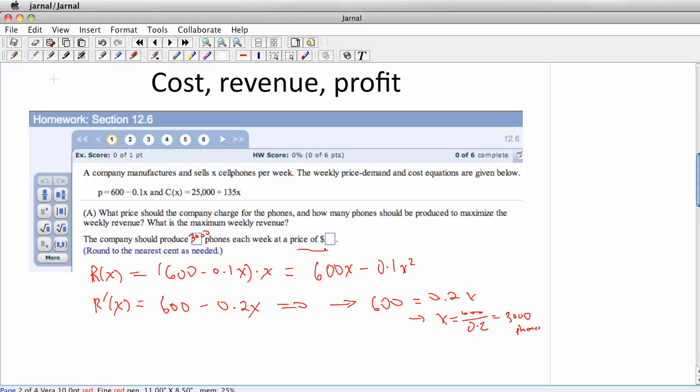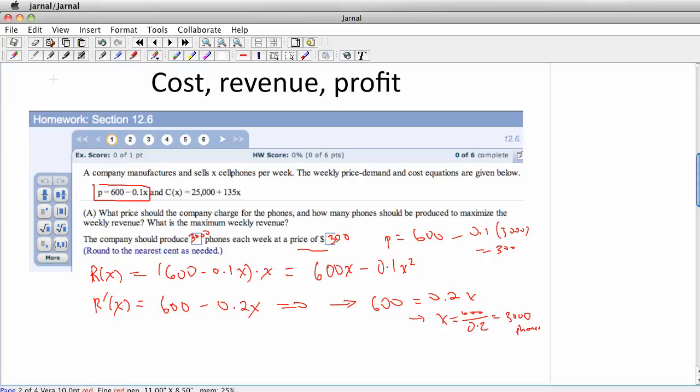And they ask us here for the price. Well, if you wanted the price you should charge in order to sell 3,000 phones, that's going to use this equation. If you remember what each equation stands for, you'll be in good shape. So according to that equation, p should be 600 minus 0.1 times the number of phones that we're trying to sell, so times 3,000. And so that's $300. Right, prices in dollars.